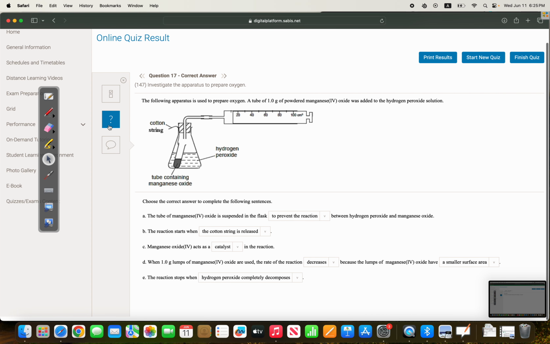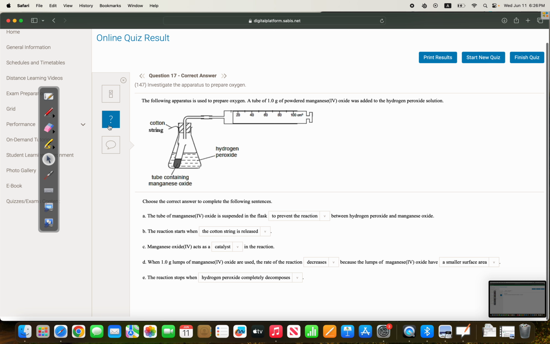17. The tube of manganese oxide is suspended in the flask to prevent the reaction between hydrogen peroxide and manganese oxide. The reaction starts when the cotton string is released. This is something you have to memorize. Manganese oxide acts as a catalyst in the reaction. This is also something you have to memorize.